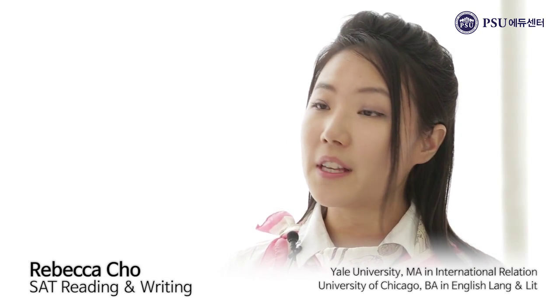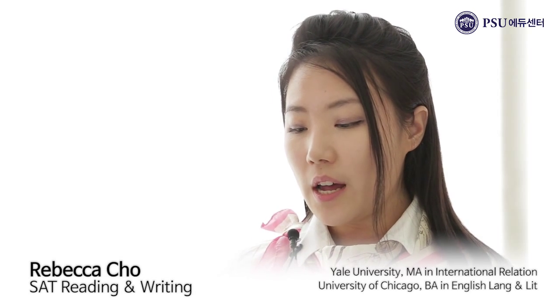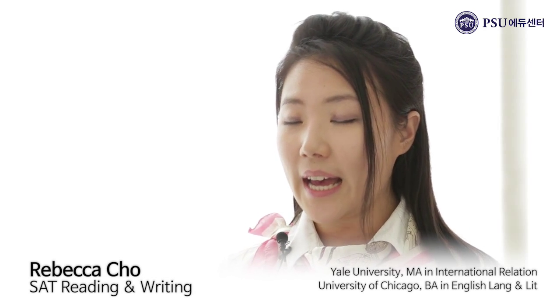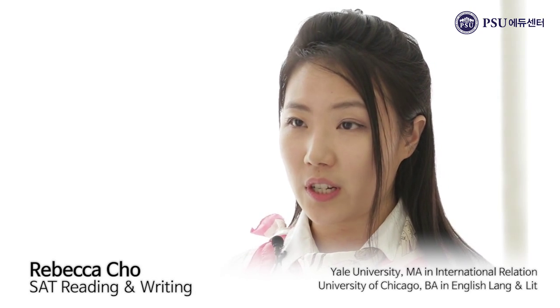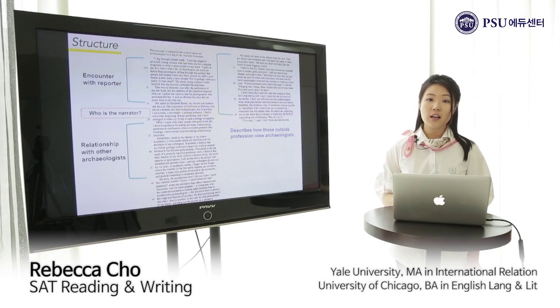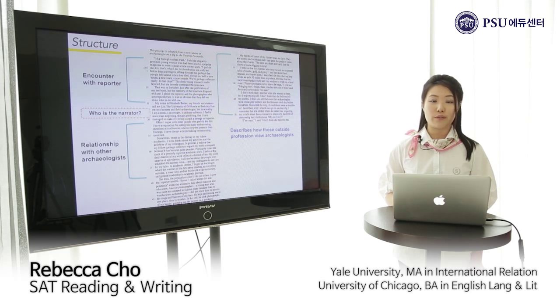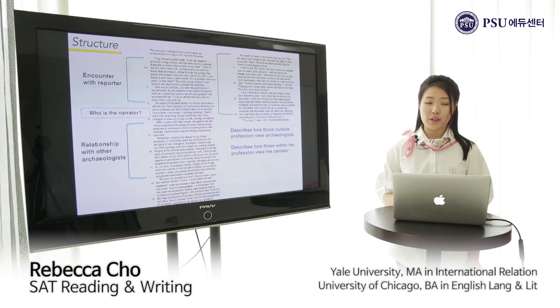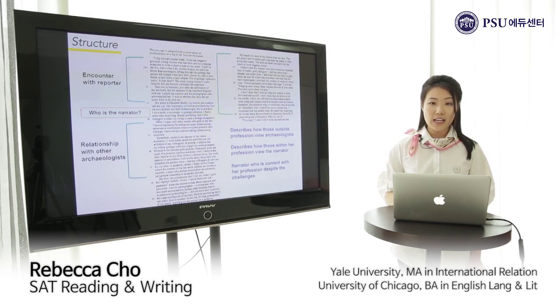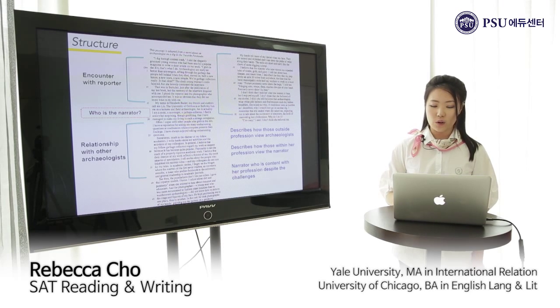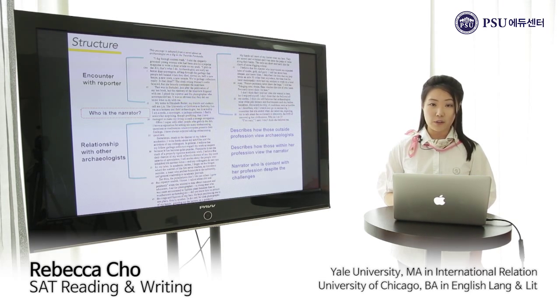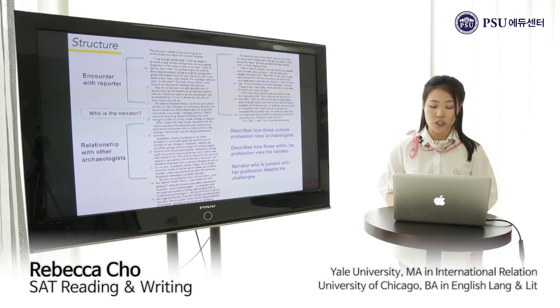So in sum, this passage can largely be divided into, number one, how do those outside her profession view archaeologists? And this view, in the view of the narrator, is largely false. The second part describes how those within her profession, fellow archaeologists, view the narrator, and this is largely negative. They don't really see her as a real academic. The next part, and the important part, is how she, the narrator, describes herself and her own job, and we get the sense that she's content with her profession despite the challenges.